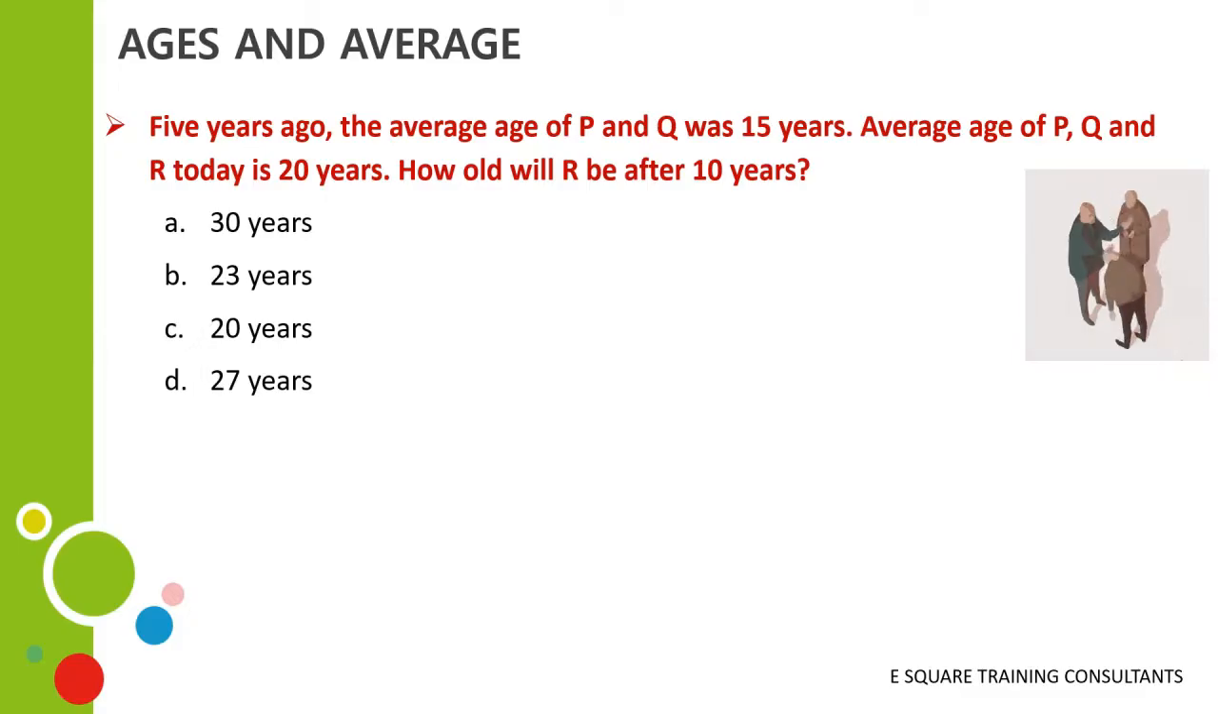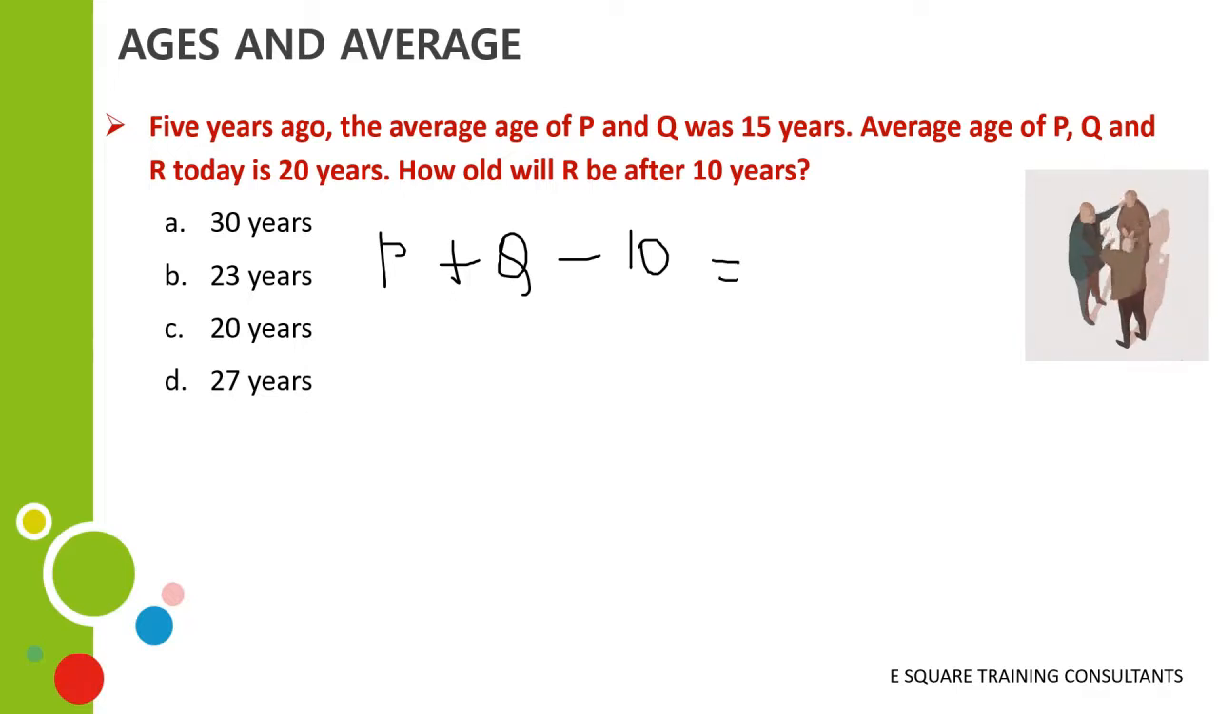So the next question is here. 5 years ago, the average age of P and Q. So taking the previous question as reference, I'm directly again going to write the step. The average age of P and Q 5 years ago. So P plus Q, the present age, I've taken the present age of P as P and the present age of Q as Q. So 5 years ago, it is P minus 5 and Q minus 5. So that counts to minus 10 was 15 years.